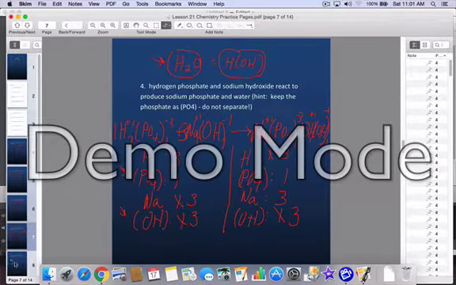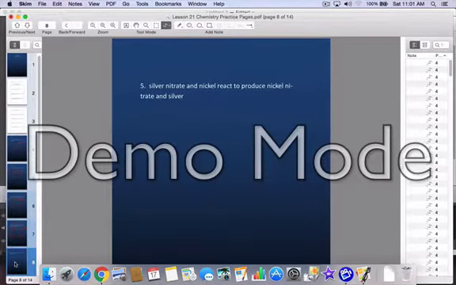Okay, let's go on to the next problem here, number 5. This one says silver nitrate and nickel react to produce nickel nitrate and silver. All right, let's go ahead and write our reaction here.